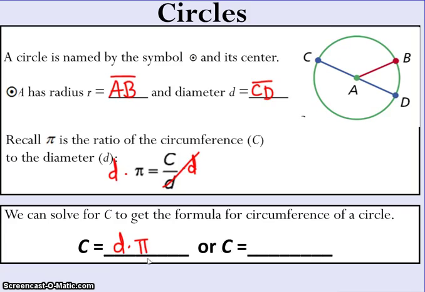Okay, sometimes we know this also as pi times diameter. But remember that diameter is also equal to 2 radii. So instead of having pi times diameter, we could say 2 pi r. We're replacing the d with 2r. Then it's 2 pi times r. 2 times pi times r.